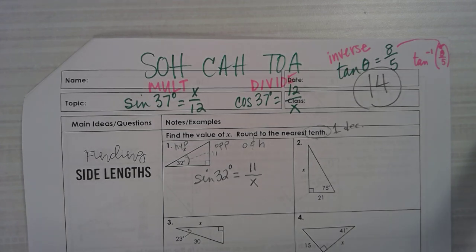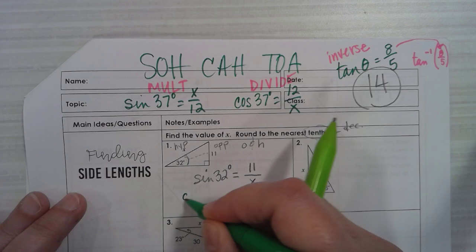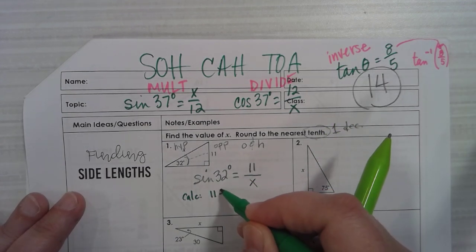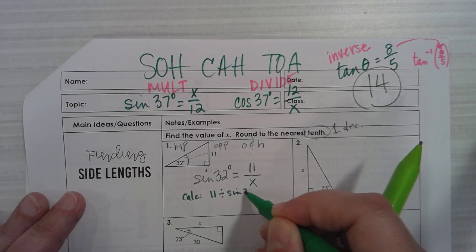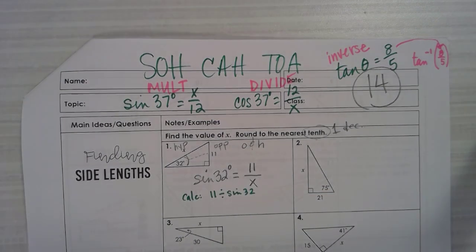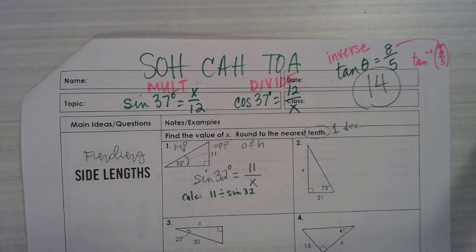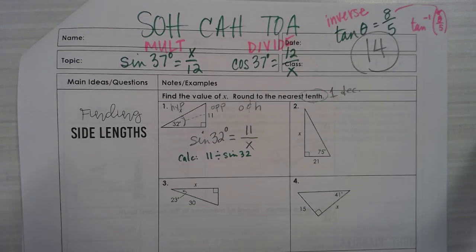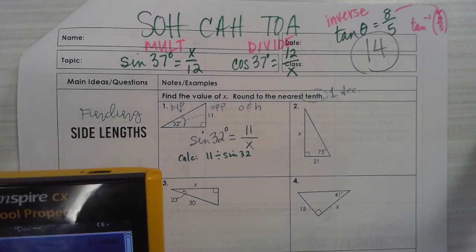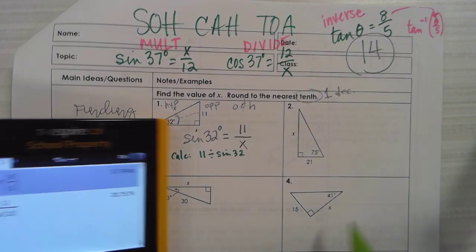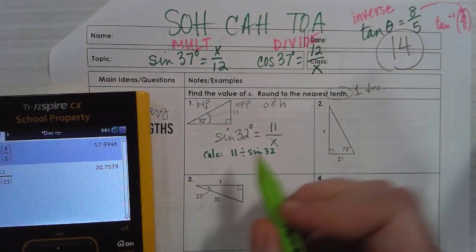Okay, so this problem is going to be divide. So in my calculator, we're going to type 11 divided by sine 32. Start with the 11, divide by the whole trig ratio. Sine 32 goes together. You're never going to split those. You can't type it as just 32. It all stays in there. So 11 divided by sine 32 makes 20.8.